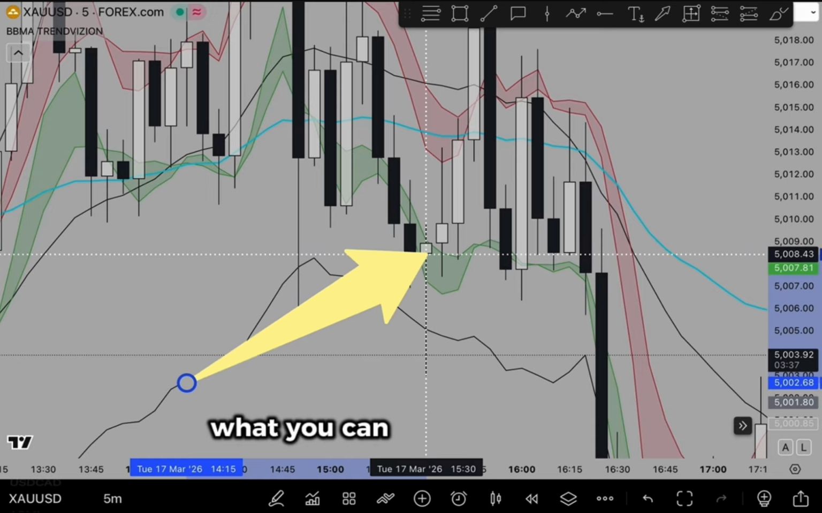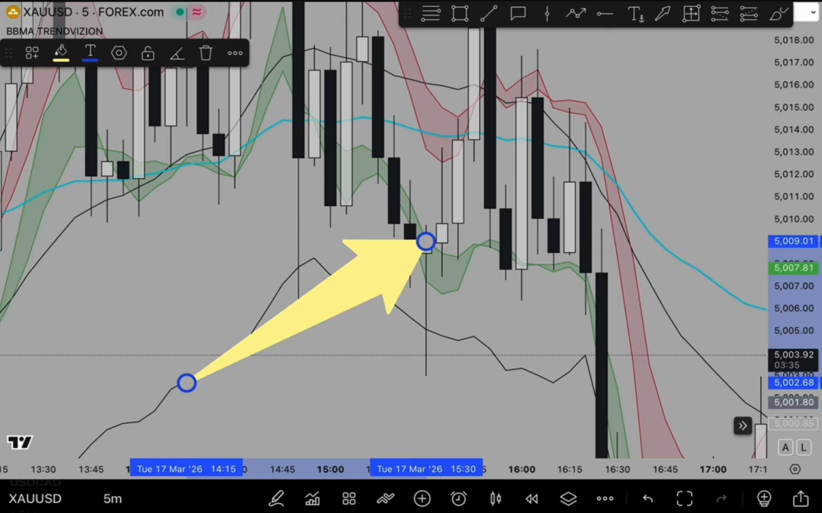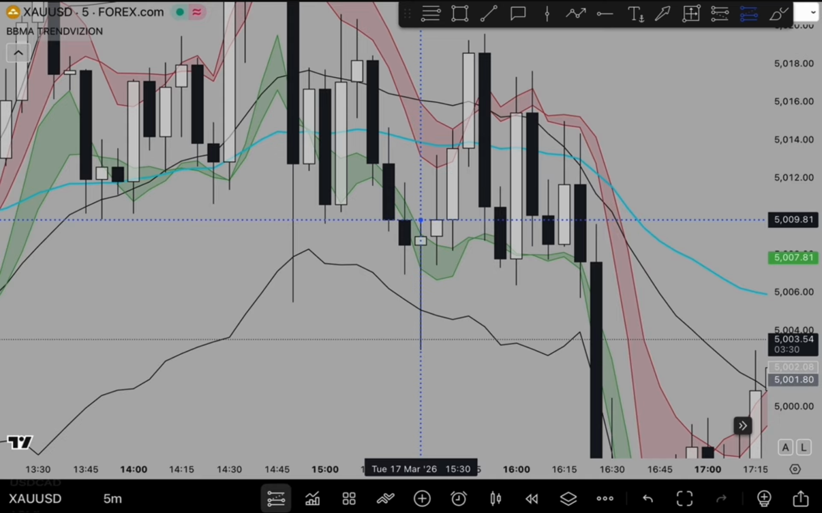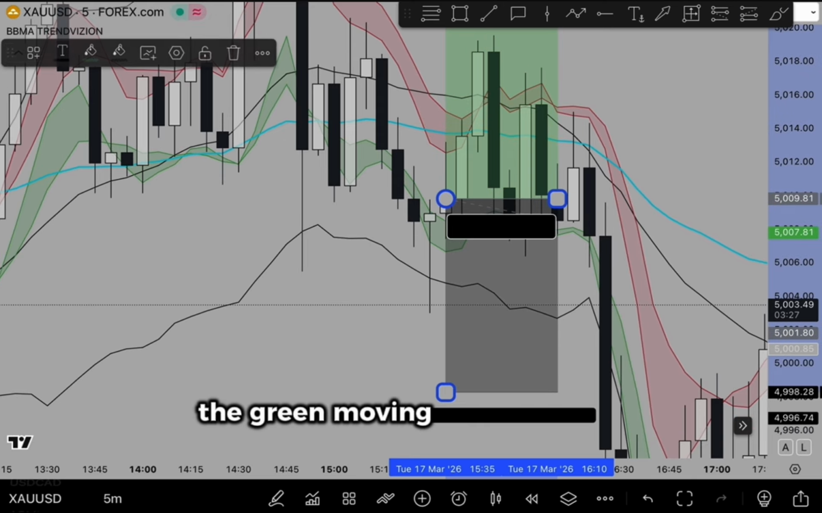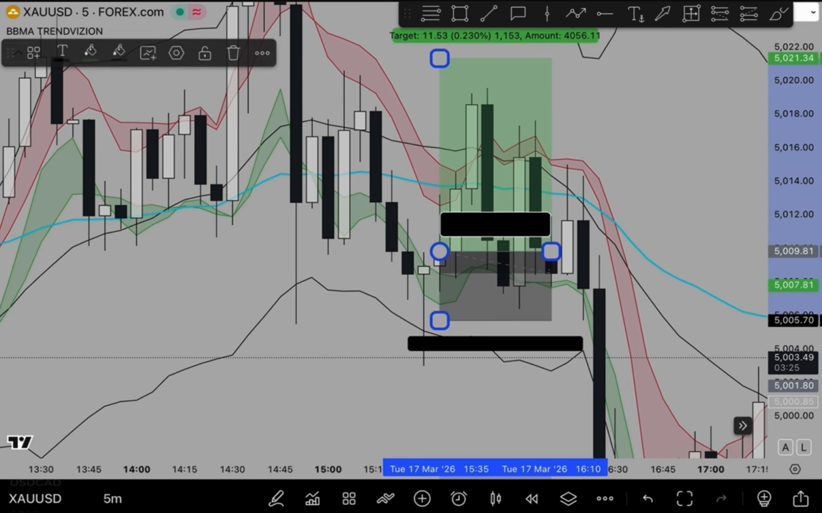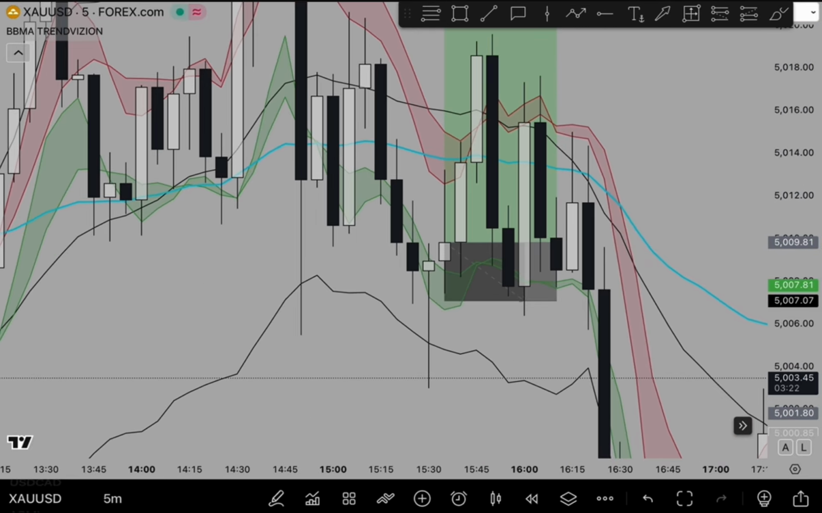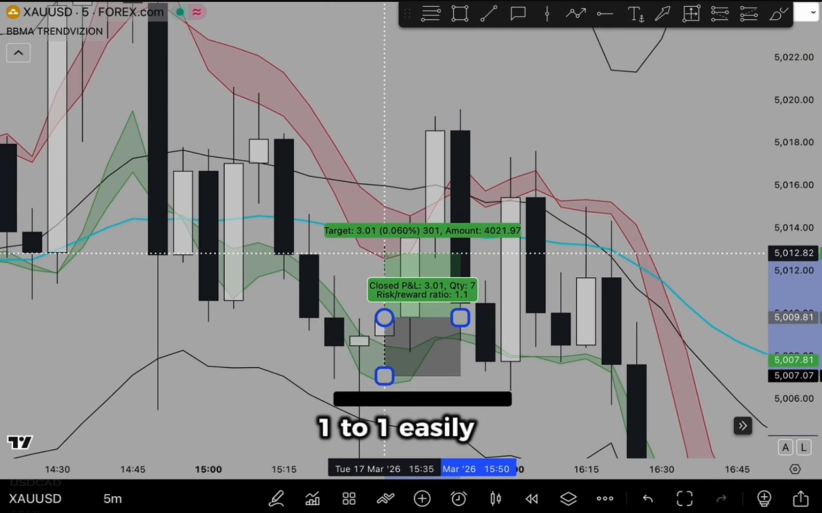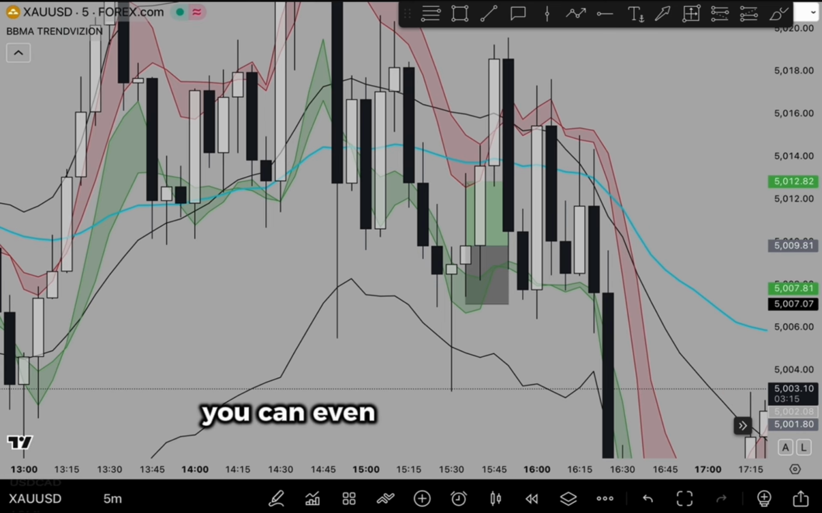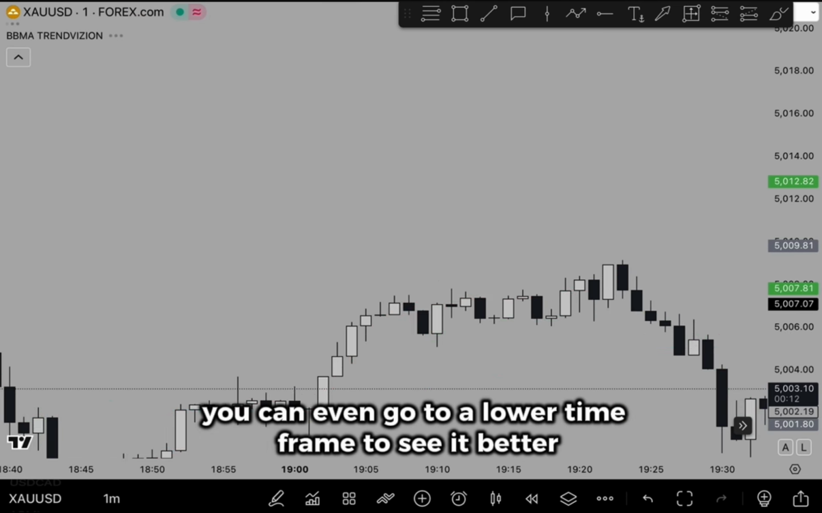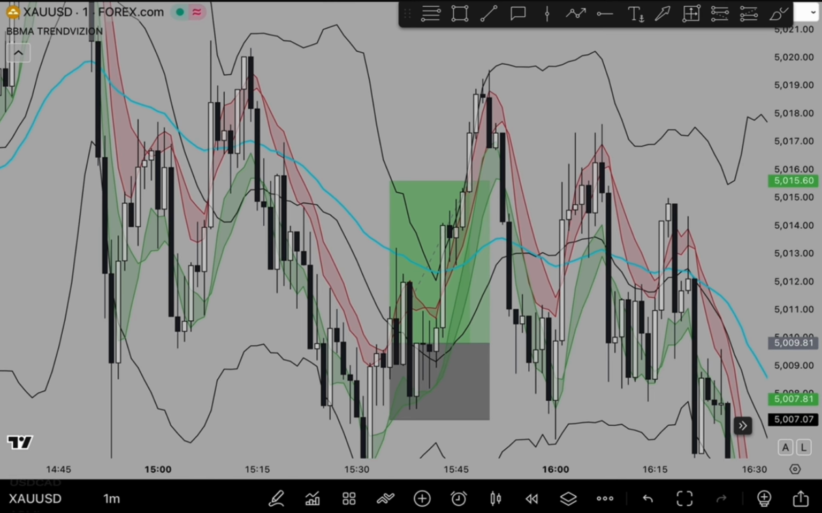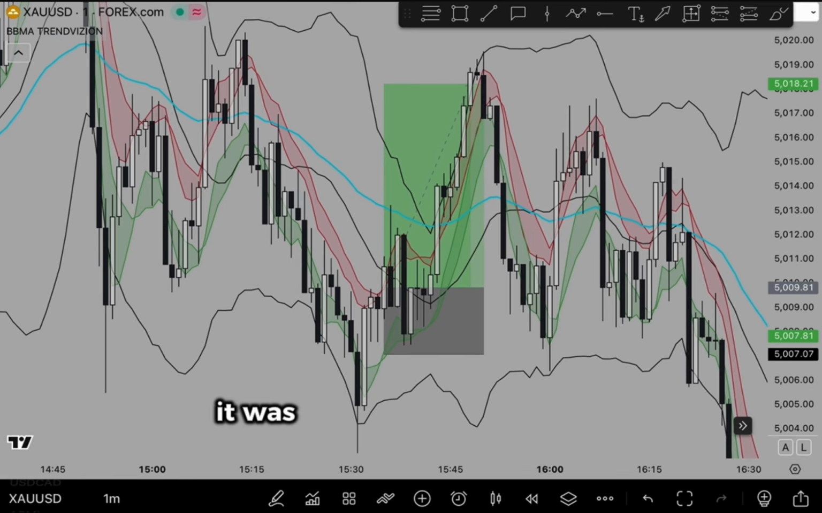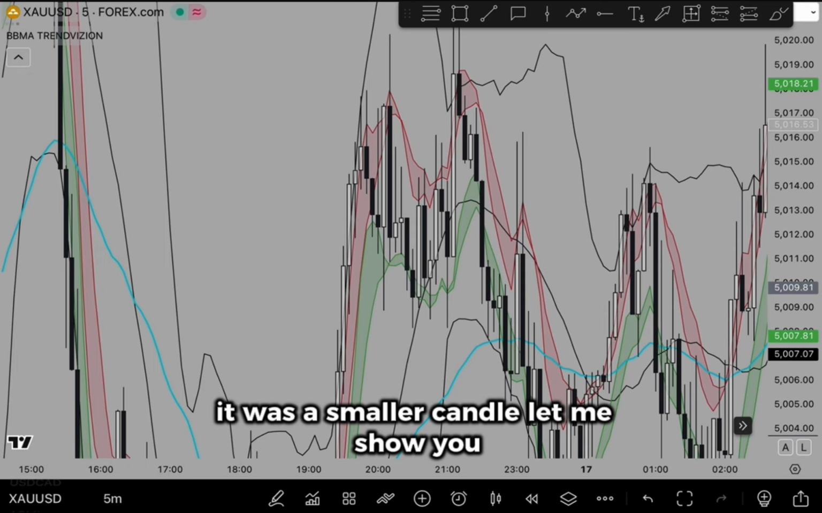So what you can basically do, right? Same thing. It closes above the green moving average after it tested it. Stop loss below the candle, like this, and 1 to 1 is easily hit. You can even go to a lower time frame to see it better. And also this one hit a 1 to 3. Like I said, it was a smaller candle. Let me show you.